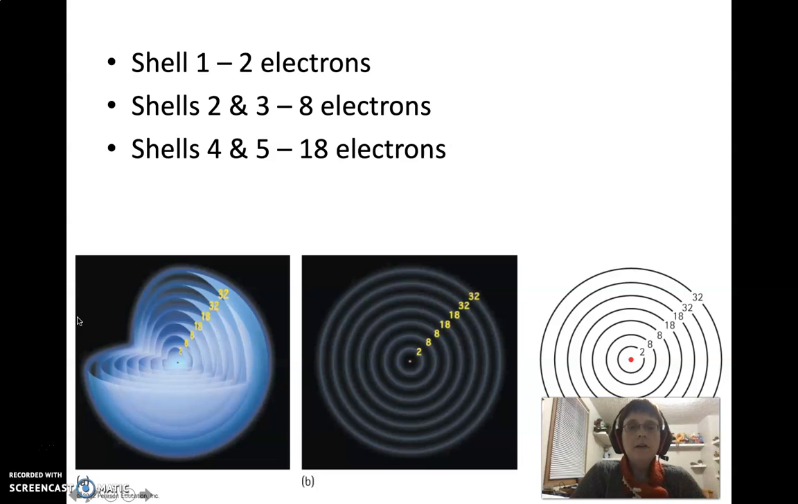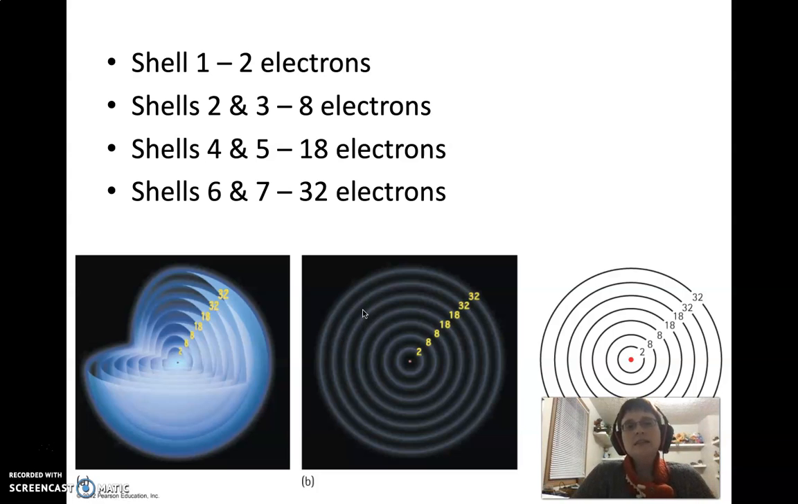Shells 4 and 5 are, and I know this sounds weird, not 16, it's 18. So it's not an easy one to remember, because everybody wants to always say it's 16. But it's actually 18 electrons for each of the next 2 shells, for 4 and 5. And then shells 6 and 7 can hold 32 electrons at the maximum. So we've got 2, 8, 8, 18, 18, 32, 32. Once you get out to this last shell, shell 7, you're talking about a fairly large atom, because the electrons are pretty far away from that nucleus.